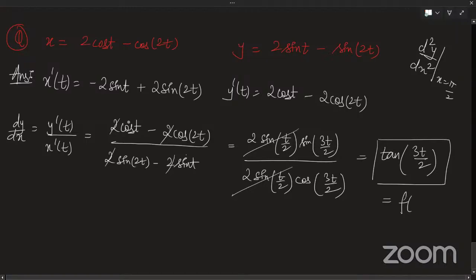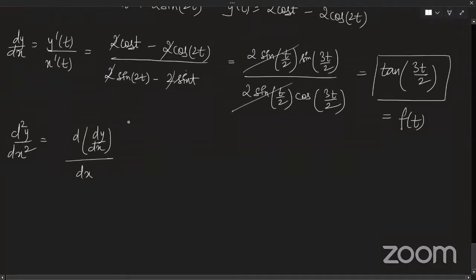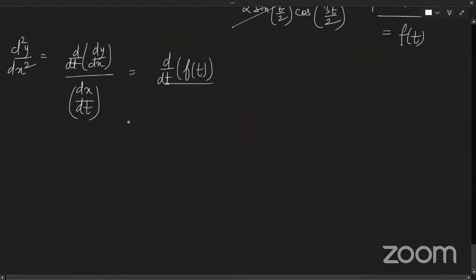For the time being, I can just assume it to be some function f of t. Now it is asking me the value of d2y by dx square. So d2y by dx square is basically d of dy by dx by dx. If I divide both numerator and denominator by dt, my numerator is d by dt of f of t, and my denominator is dx by dt, which is x dash t.